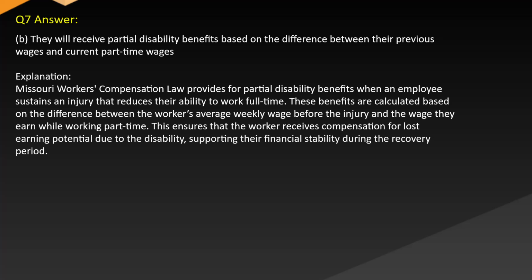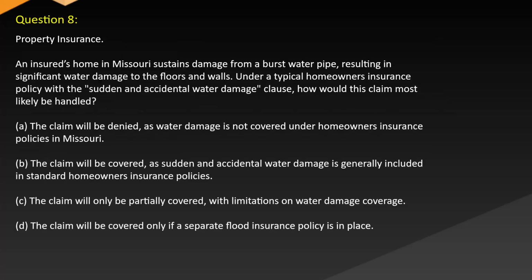Answer: B. They will receive partial disability benefits based on the difference between their previous wages and current part-time wages. Explanation: Missouri workers' compensation law provides for partial disability benefits when an employee sustains an injury that reduces their ability to work full-time. These benefits are calculated based on the difference between the worker's average weekly wage before the injury and the wage they earn while working part-time. This ensures that the worker receives compensation for lost earning potential due to the disability, supporting their financial stability during the recovery period.